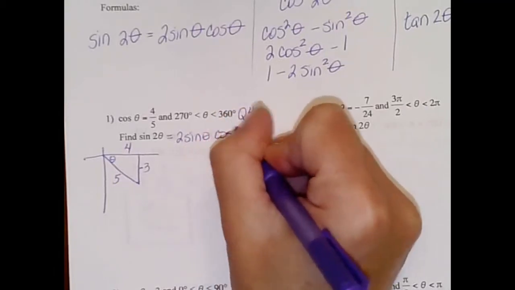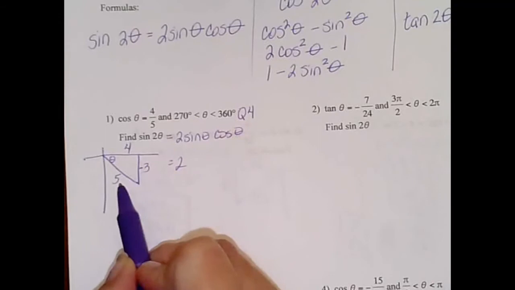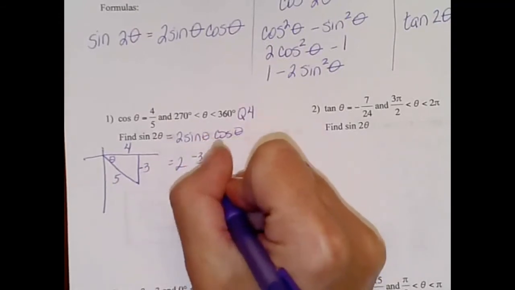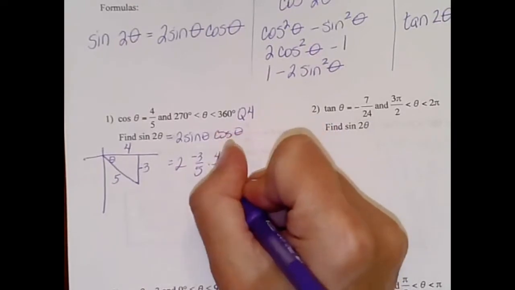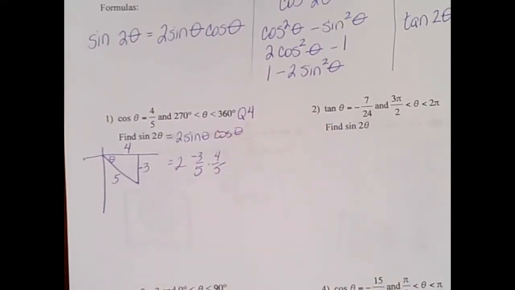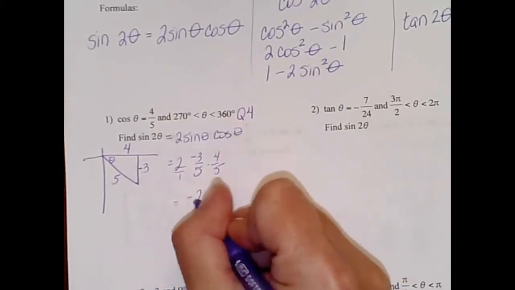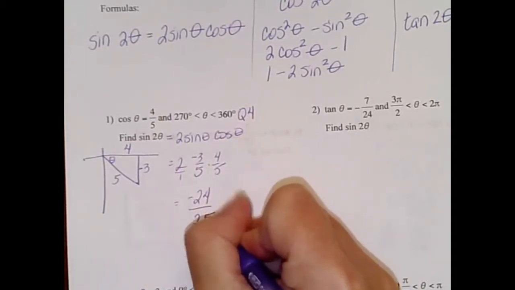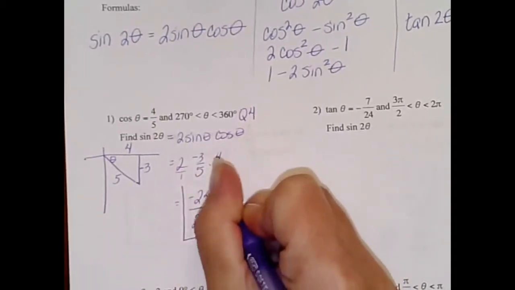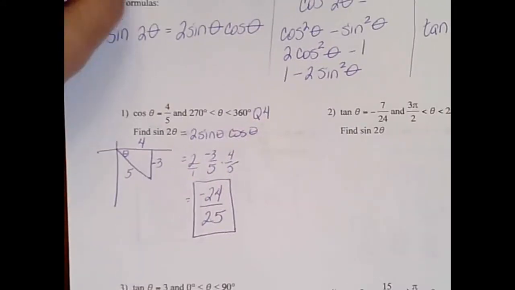Sine of theta is -3/5. Cosine of theta is 4/5. And now we just have to do the math. I'm going to put 2/1, so that looks like a fraction also. Multiply across the top, that's -24. Multiply across the bottom, 25. Finished. That is your double angle formula for sine.